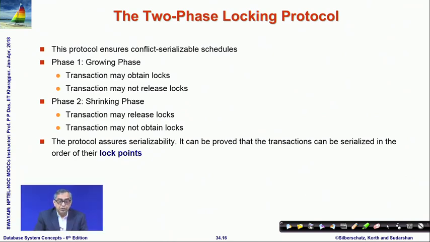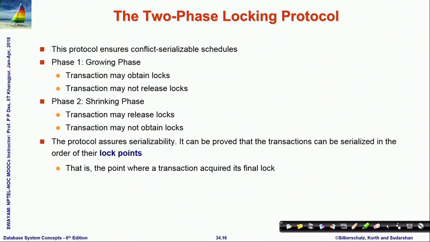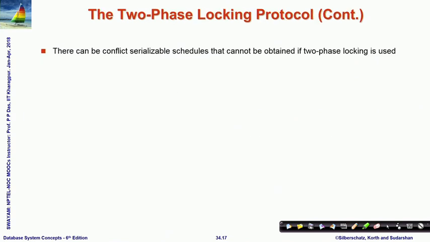We will not do the proof, but you can look it up in the book, or you can see through examples, that it can be shown that transactions can be serialized in the order of the points where they do the locking. These are known as lock points, and that is where the transaction actually acquires its final lock. So, there can be conflict serializable schedules that cannot be obtained if two-phase locking is used. What this is saying is, if you use two-phase locking, you are guaranteed to have a conflict serializable schedule, but there are conflict serializable schedules for which you may not be able to honor the two-phase locking protocol.